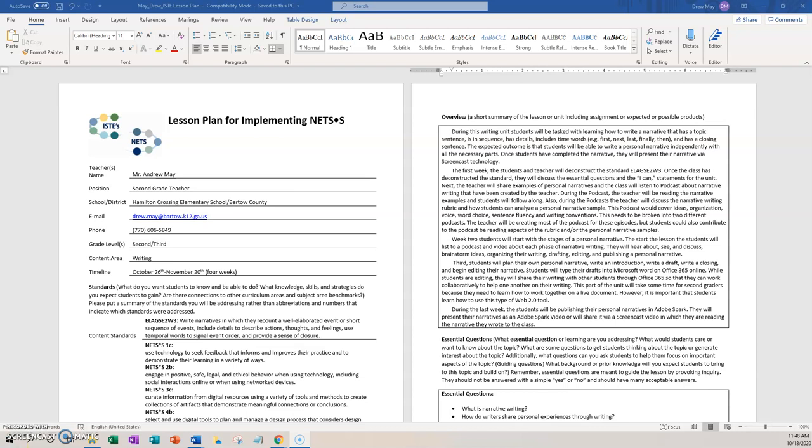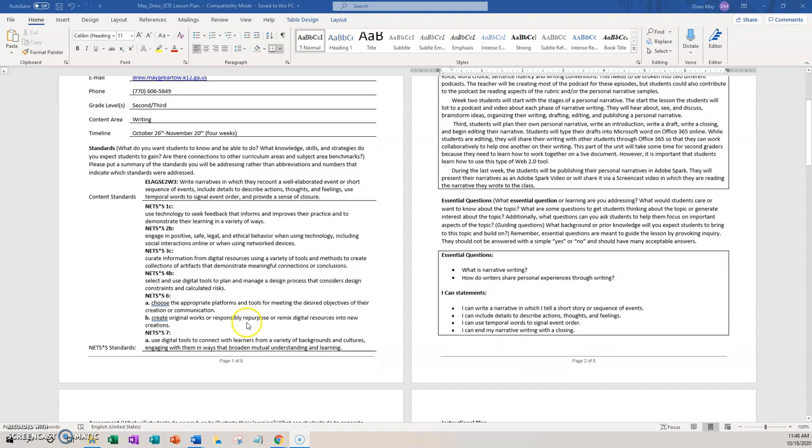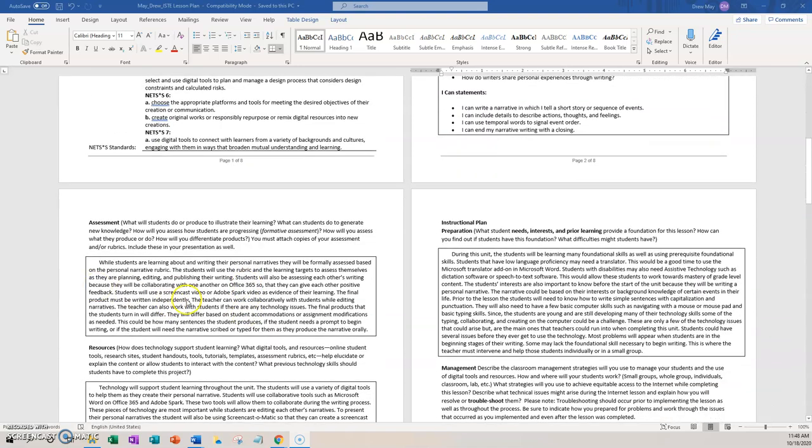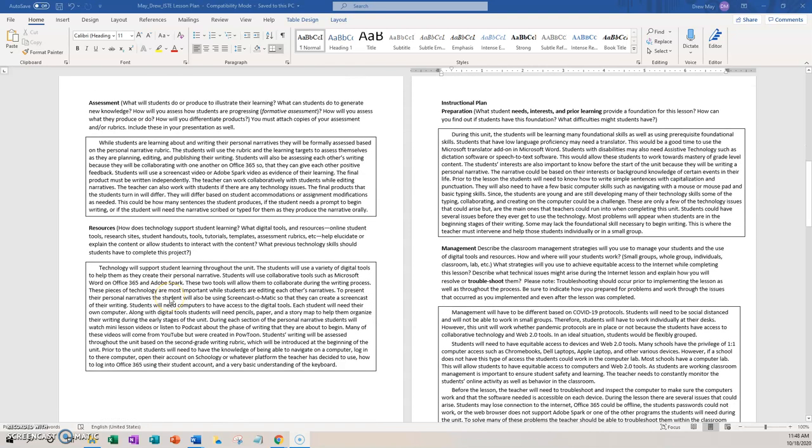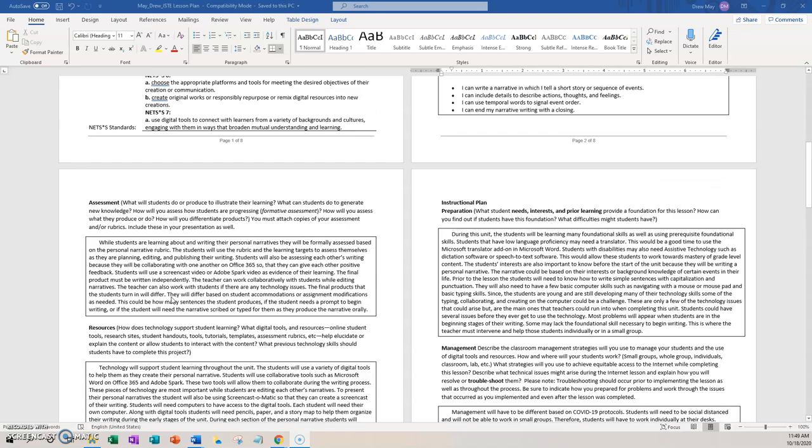So as we go down through the parts here, I have the assessment tool right here, which will be a personal narrative rubric. What resources will be needed for the lesson? The students will each need a computer. They will need to have access to Microsoft Word, Adobe Spark, Screencast-O-Matic, Padlet if necessary, and the teacher will use Anchor to voice their podcast within the lesson.